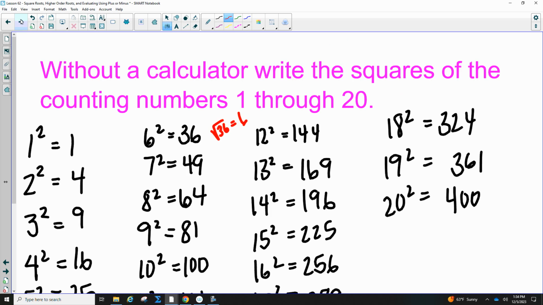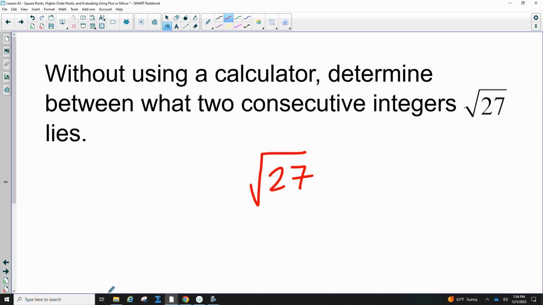All right, so 27 is really close to what perfect square number? 25. Agreed. 25 is a good one. All right, and the square root of 25 is 5. But it's a little bigger than that, square root of 25. So it has to be in between 5 and 6, square root of 36. So there we go, 5 and 6, okay?